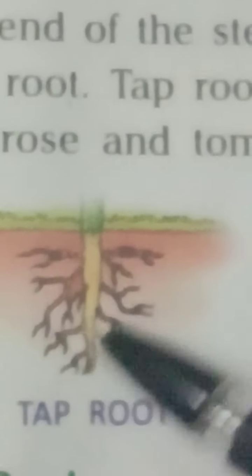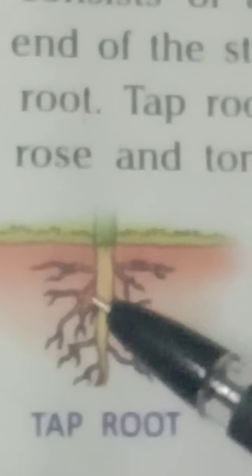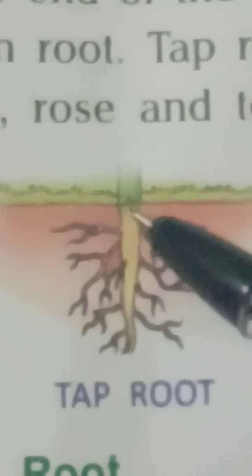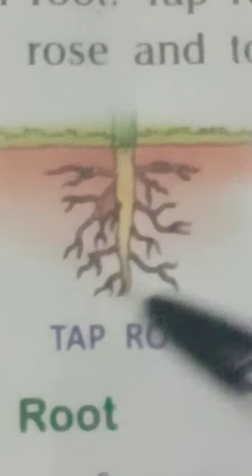Student, look at this diagram. This is tap root. This is the stem. You can see here, this is the end point of the stem, and one thick root. How many? One thick root grows from the end point of the stem. Then from this thick root, many small roots grow. Okay, now clear? This is tap root.